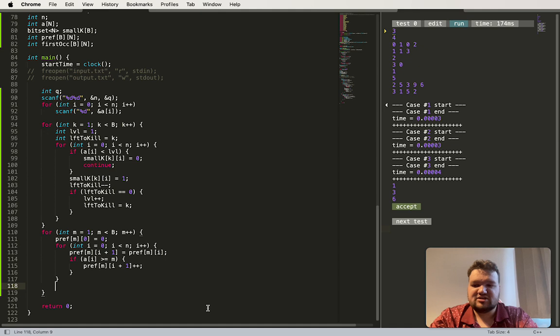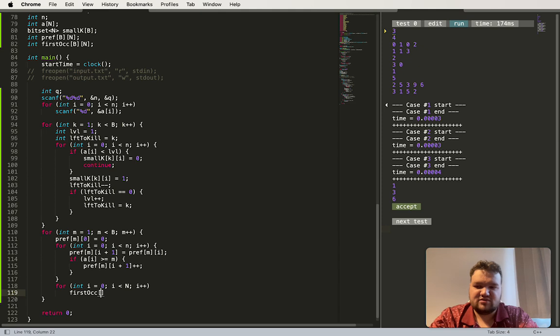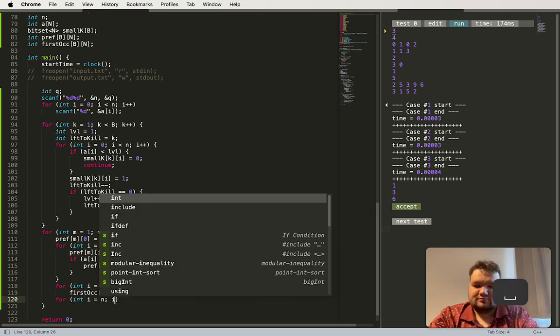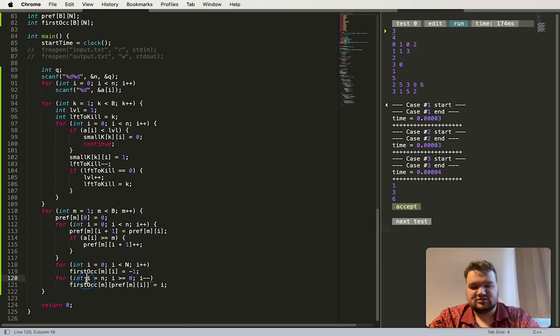So those are the prefix sums. So now initialize all the first occurrence with some dummy value like -1. And if we run right to left, we will look for every occurrence. The last value we write, like here for this value, will be the leftmost position where this prefix sum occurs.